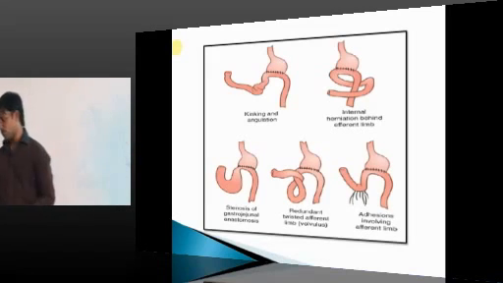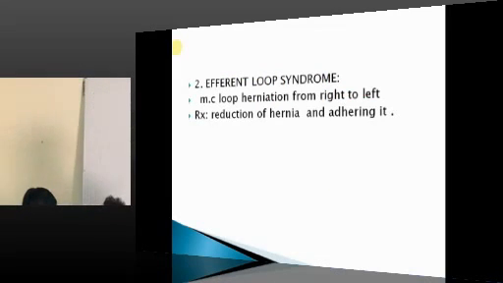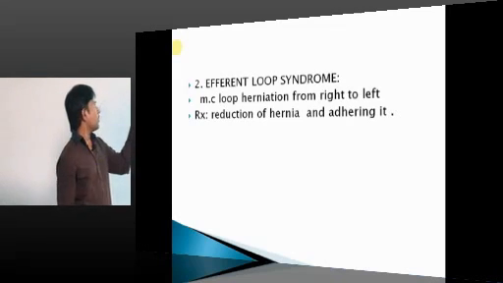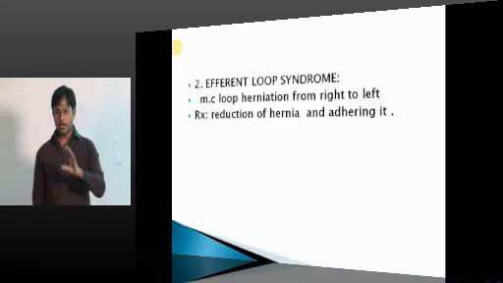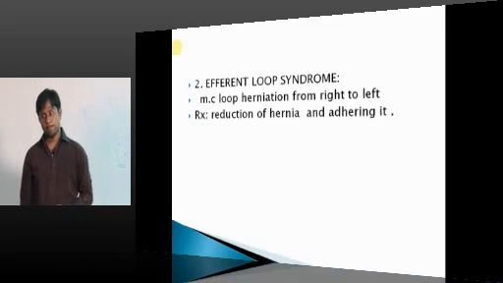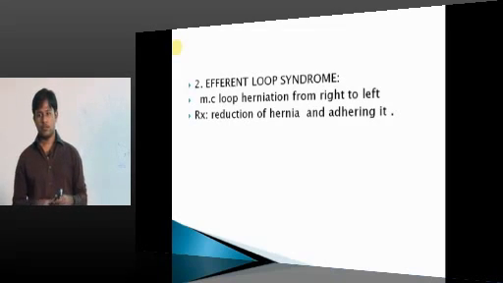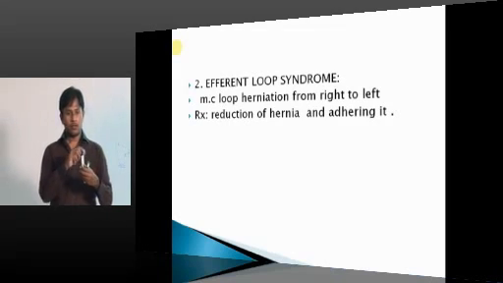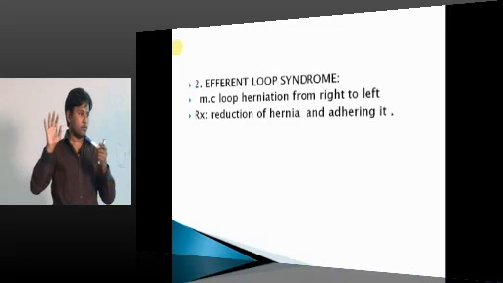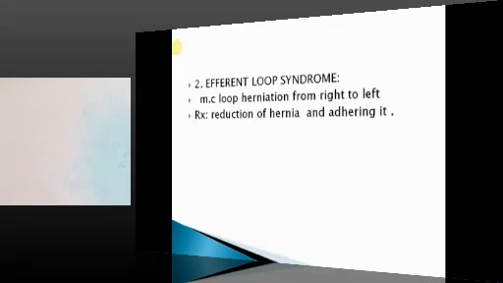So, a movement of the afferent limb, a herniation of the afferent limb from right side to left side. Okay, remember, the most common cause is the loop herniation from right side to left side. Okay, that is the most common cause for efferent loop syndrome. What you have to do for this? Okay, reduce the herniation and fix it to something so that it doesn't move.